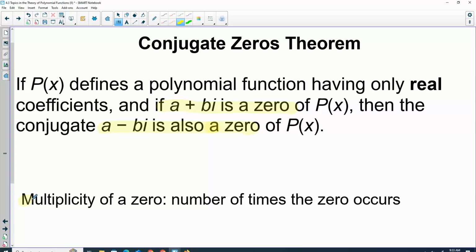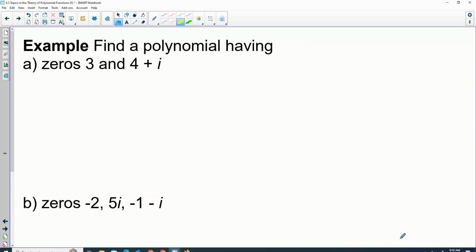And we've said it a few times, but just as a refresher, multiplicity is the number of times we get that 0 back. So a multiplicity of 2 means it came out twice. So if I wanted to find a polynomial that would only have real coefficients in it and met these requirements, zeros are 3 and 4 plus i. Now if I only use those as zeros, it will have imaginary coefficients. But based on what we wrote down, if 4 plus i is a 0, what else would have to be?